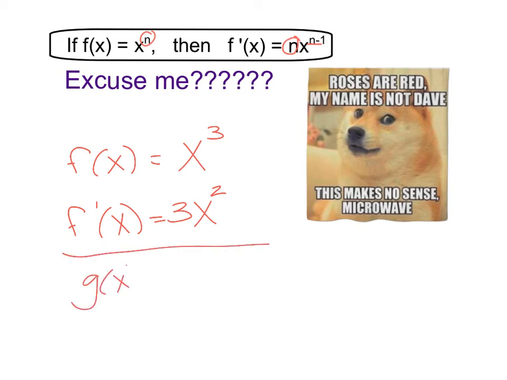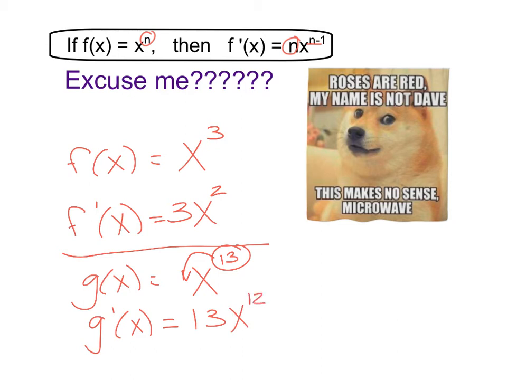g of x equals x to the 13th. The 13 comes down front, 13x, and then subtract by 1, 12. That's it. y equals x to the 8th. y prime, the 8 comes down front. Put your x, 8 minus 1 is 7. Done.